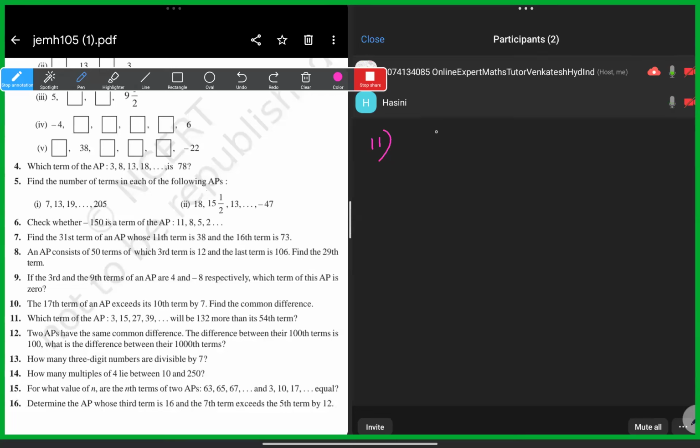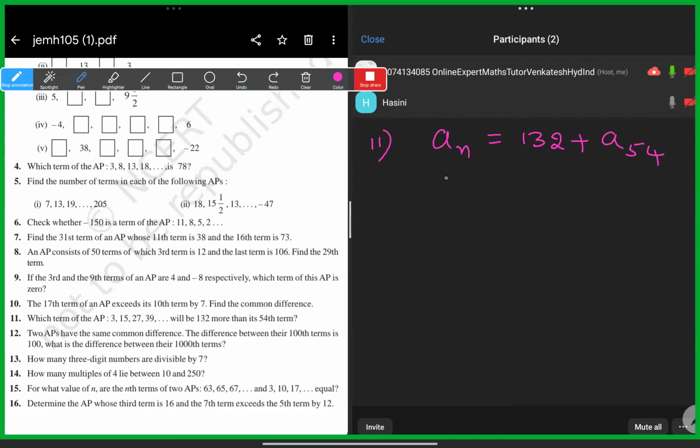So which term of the AP, we don't know that. So let us take it as n. Some term will be 132 more than the 54th term, that is, 132 plus A54. This is the equation. Some term is there in this AP which is 132 more than the 54th term itself. Any doubt, Hasni? No, sir.